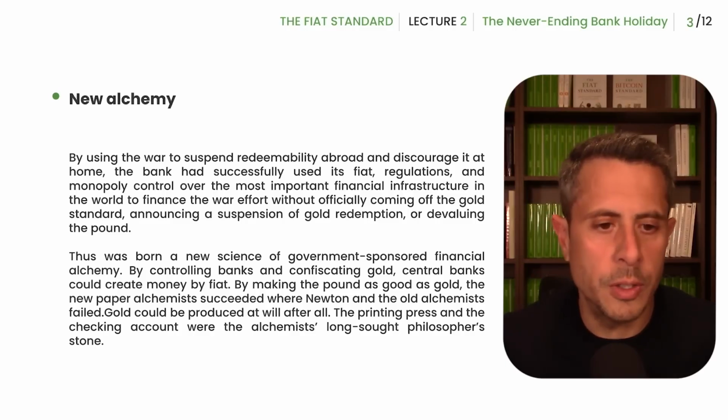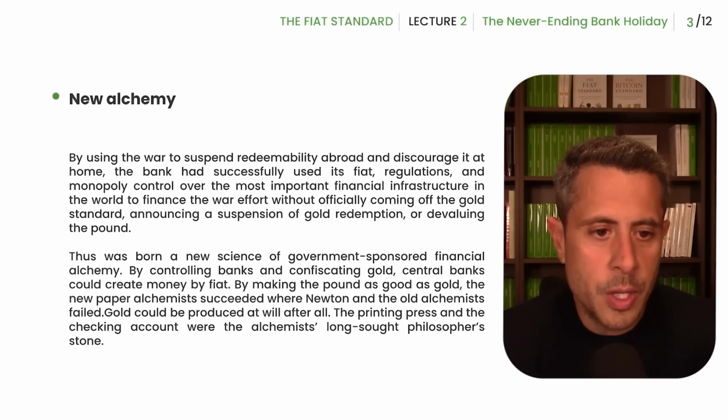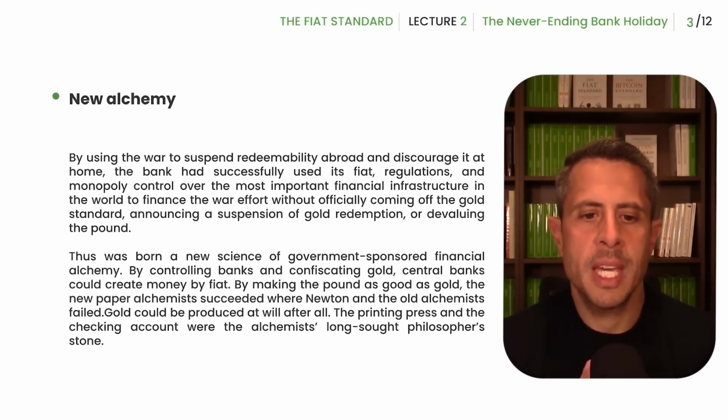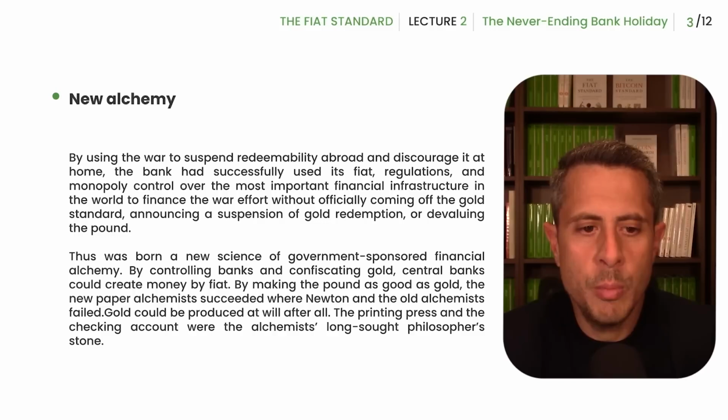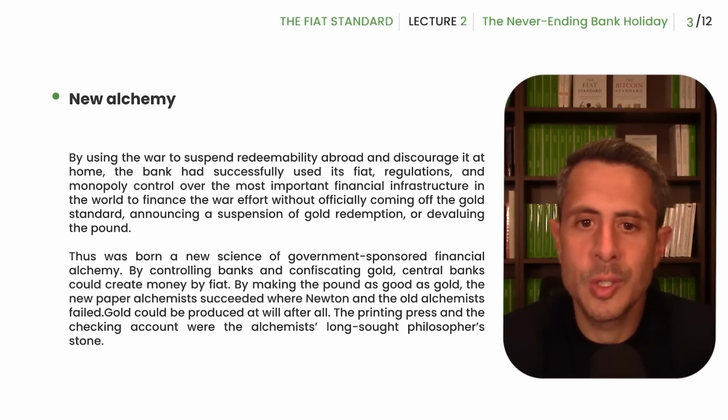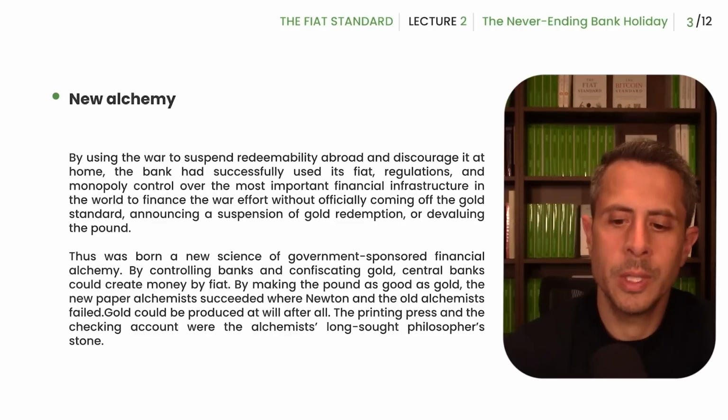This is why I like to call this the new alchemy. Thus was born a new science of government-sponsored financial alchemy. By controlling banks and confiscating gold, central banks could create money by fiat. By making the pound as good as gold, the new paper alchemists succeeded where Newton and the old alchemists failed. Gold could be produced at will, after all. The printing press and the checking account were the alchemists' long sought philosopher's stone.